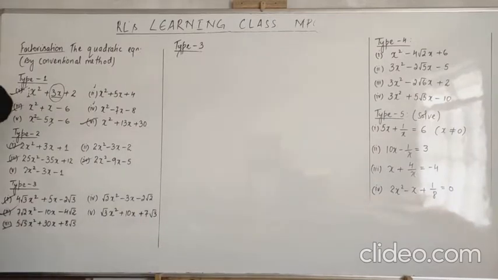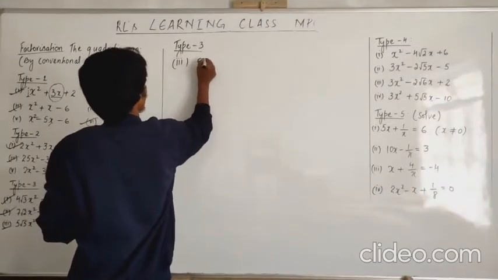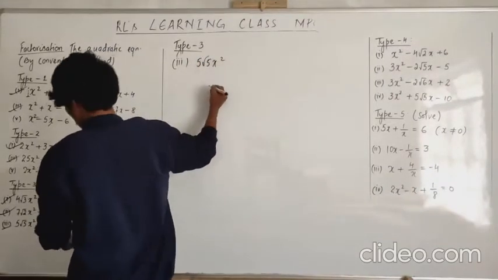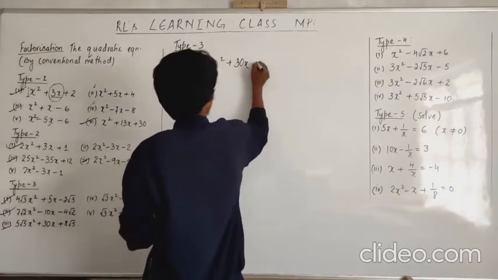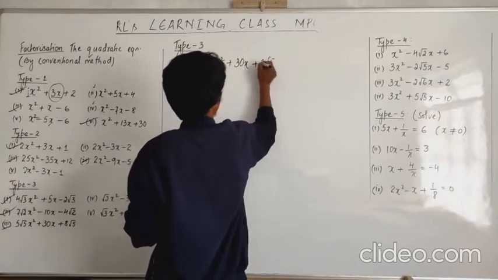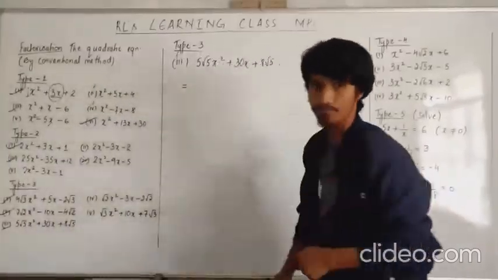Okay, now I solve for you this question number 3. 5 root 5x squared, then plus 30x, then plus 8 root 5. Now the same process here, we multiply this one and this one.